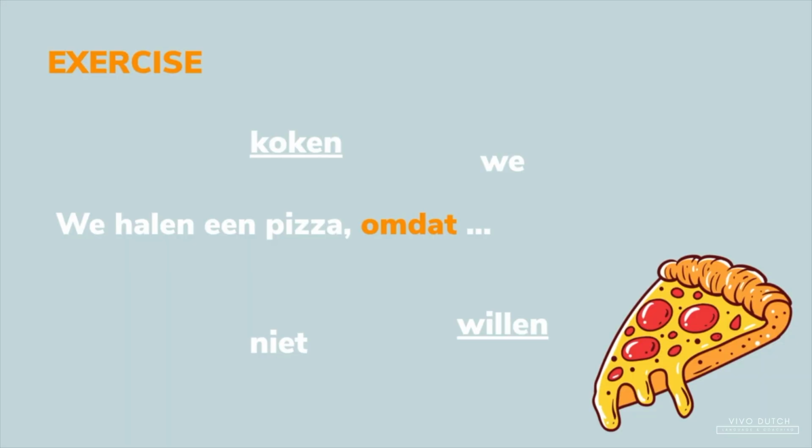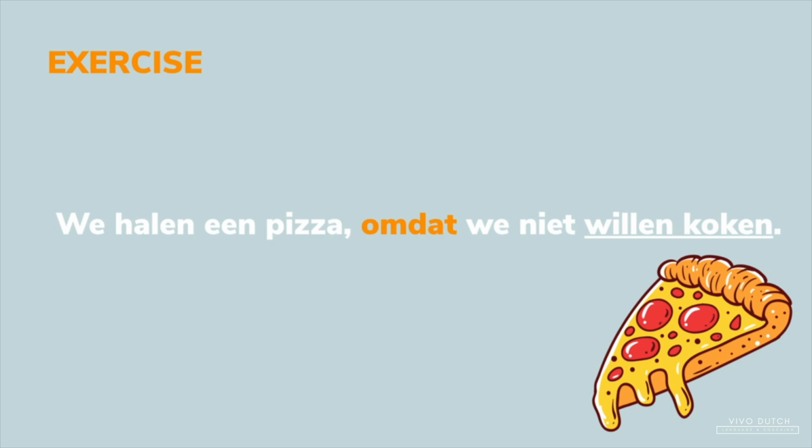For the next exercise, complete the sentences, take a look at the structure and use the words you see on the screen. We halen een pizza omdat... We halen een pizza omdat we niet willen koken. Omdat is a verb kicker and willen koken are the verbs and these are located at the end of the sentence.